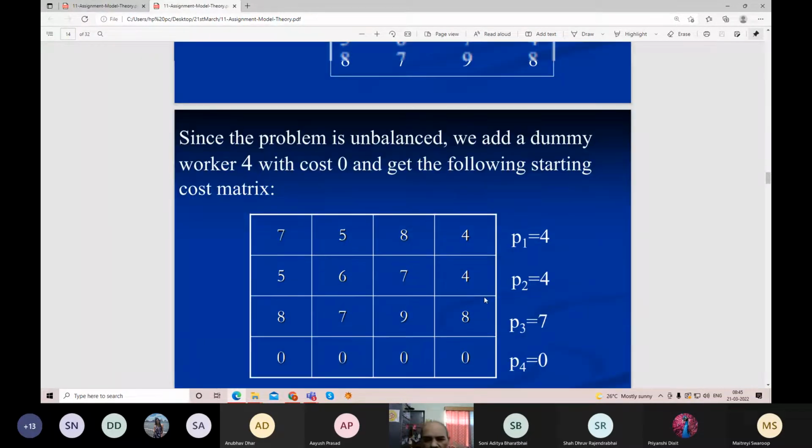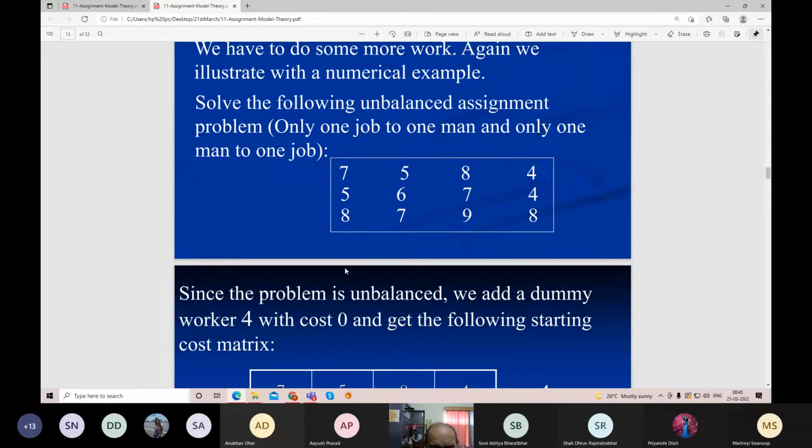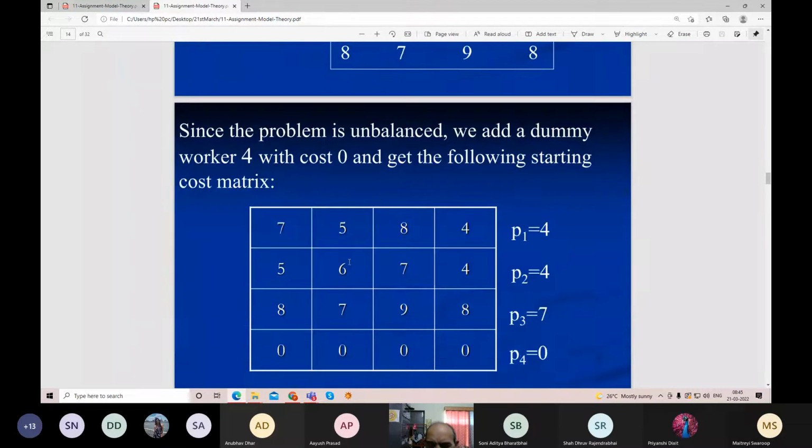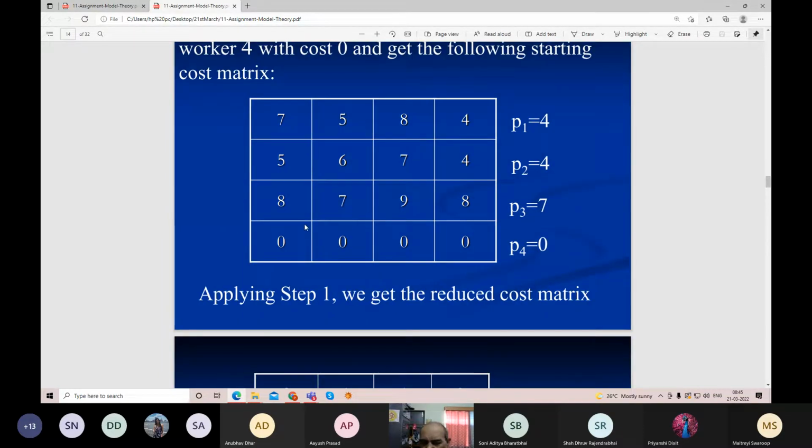So why it is so? Because once you have put a fictitious worker, that is the 4th worker, this is ideal in the sense, so the processing cost all are 0 for all the jobs. Job 1, job 2, job 3, processing cost is 0. So as a result, what is happening to this? The assignment matrix is becoming a 4x4 assignment matrix.